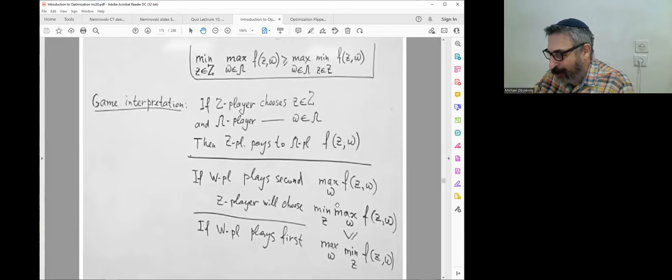So he should anticipate all possible decisions of Omega player and minimize his payment in the worst case. So he knows that for every choice of Z, Omega player will choose this maximum. So Z player tries to minimize. And as I said in the lecture in general, but actually in this kind of games, who plays second is in a better position because he knows already everything. That's why Omega player will gain more when he plays second, which is described here, compared to the other situation when he plays first and the player playing second decides what is the best bet. Any question about this? Any comment?